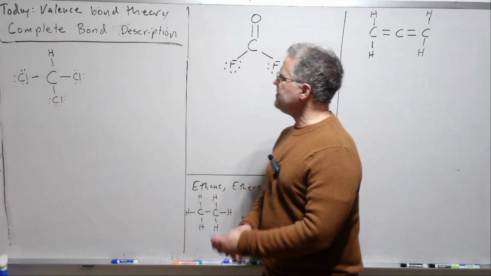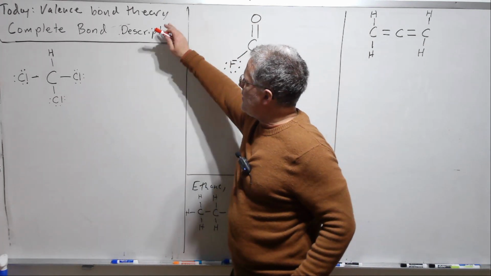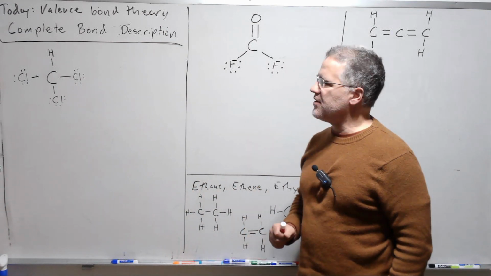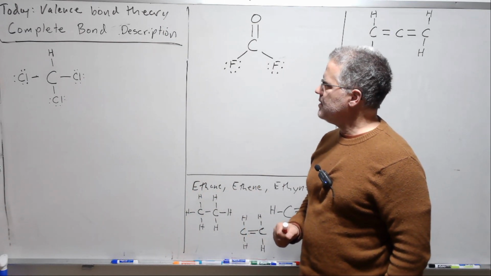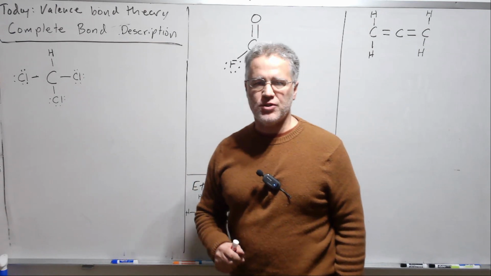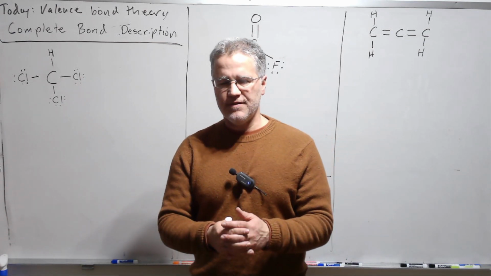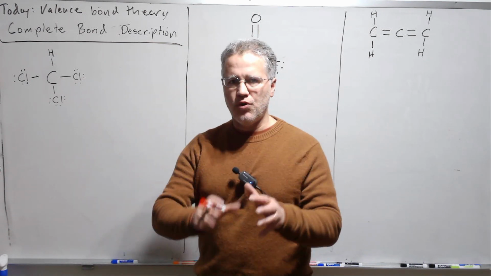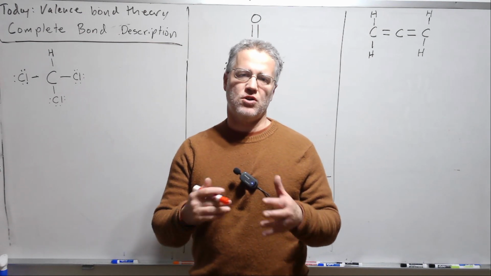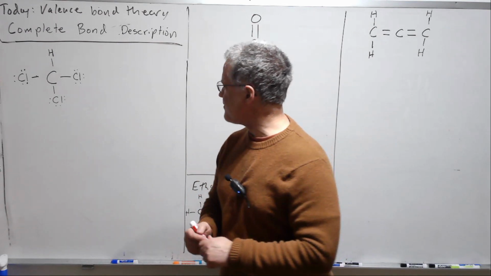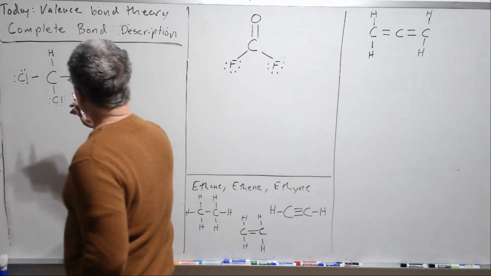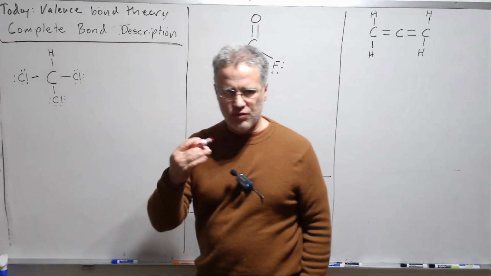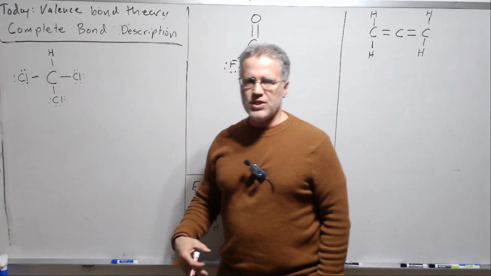Okay, I think we'll get started. So today we're going to continue our discussion of valence bond theory, and we will talk about the complete bond description. And then we'll also develop a way to represent on a two-dimensional board the three-dimensional structure, which is called wedge dash structure. So we've got our Lewis structure, so we'll assume we've determined the Lewis structure.